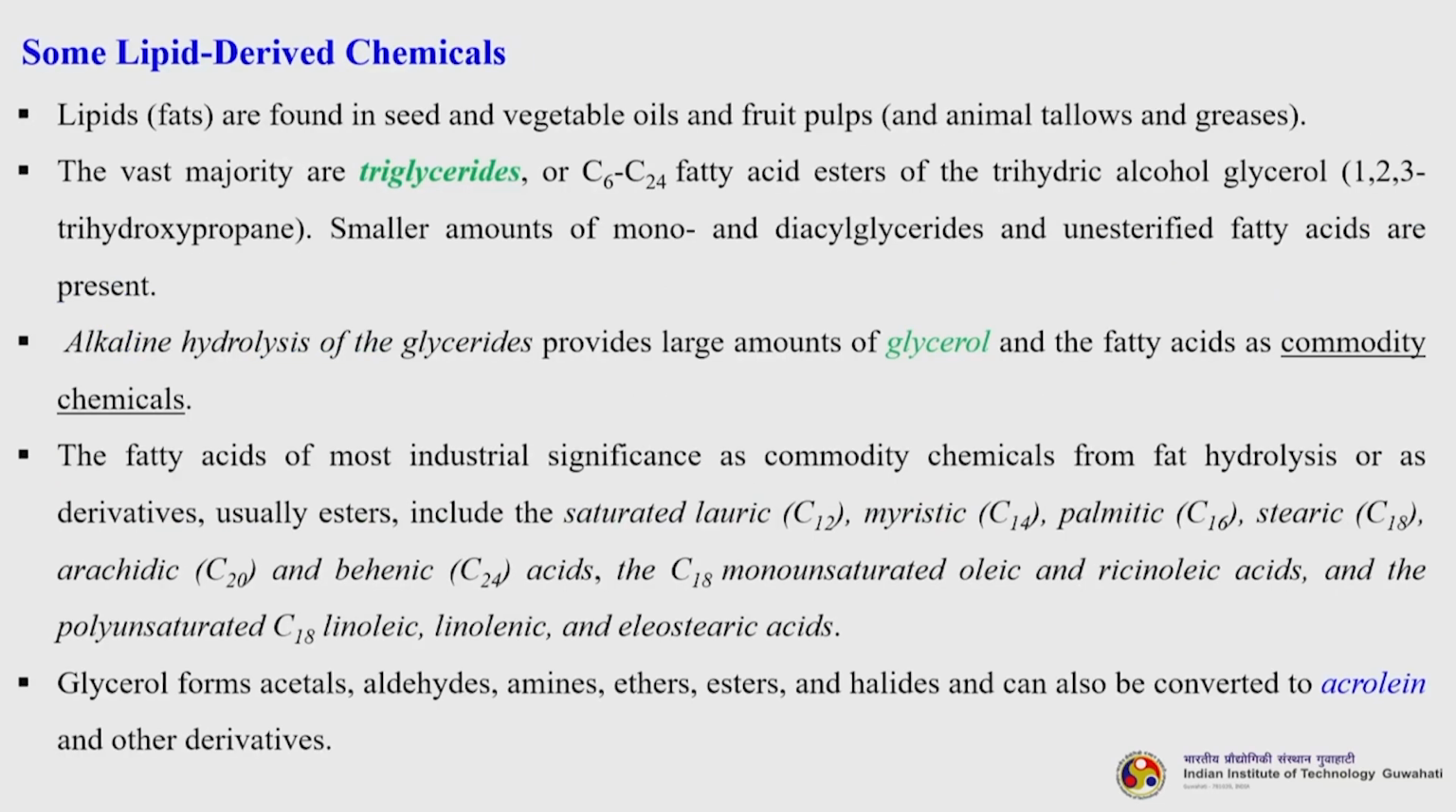Then some lipid derived chemicals. Lipids or fats are found in seed and vegetable oils and the fruit pulps, and of course, animal tallows and greases also. The vast majority are triglycerides, C6 to C24 fatty acid esters of the trihydric alcohol glycerol. Smaller amounts of the mono and diacyl glycerides and unesterified fatty acids are also present. Alkaline hydrolysis of the glycerides provides large amounts of glycerol and the fatty acids as commodity chemicals.